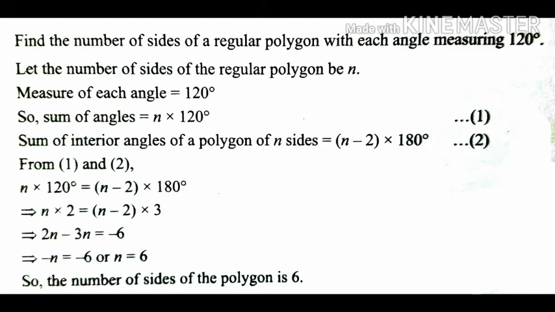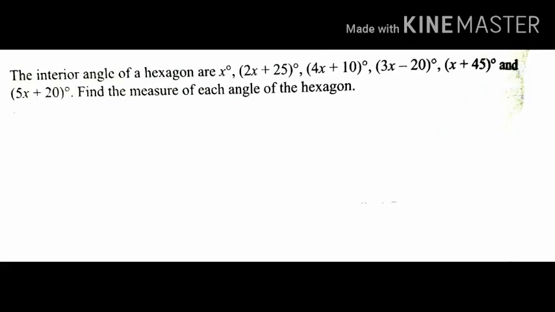So in this case you can find it easily by comparing n into 120 degrees equal to (n minus 2) into 180 degrees. (n minus 2) into 180 degrees is the sum of interior angles of an n-sided polygon. So when you compare, you will find the n value. One more question: if an interior angle of a hexagon is given in the form of x, how will you find the measure of each angle of the hexagon?